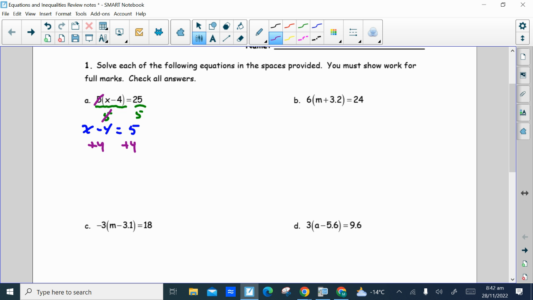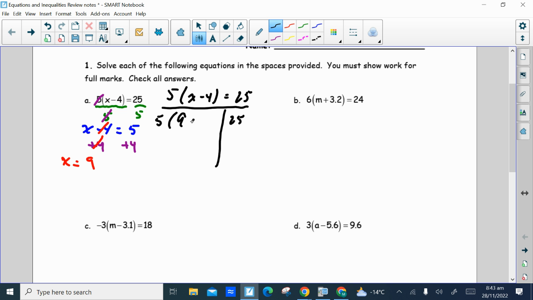And on the left side, the 4's will cancel. You'll have x by itself. And on the right side, 5 plus 4 is 9. And there's your solution. And we always check to make sure that our answer is correct. On the test Wednesday, if it tells you to check, it'll be worth a mark. If you don't check, you will lose that mark. No matter how trivial it may seem, if it asks you to check, you got to make sure you do that. And so that one checks.